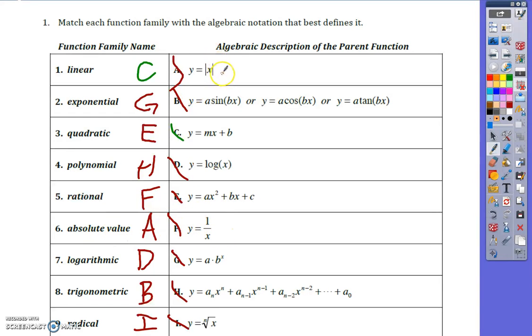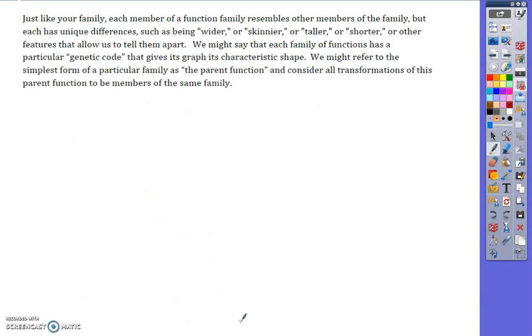Rational is a fraction, so there it is. Absolute value is right there at a. Logarithmic is our log. Trigonometric is sine and cosine. Notice they wrote all 3 of them here. We just finished that, and they feel like we're not as comfortable, so they gave us all 3. And we've got our radical, which was I, which is the square roots. So, no big deal, matching. We're moving on to our next page.